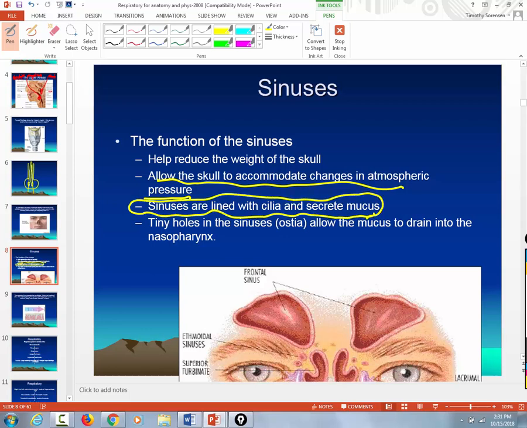So it's lined with cilia, and we learned when we talked about the cell that cilia move stuff, and one of the things that it moves is that mucus blanket. And then there are tiny holes in the sinuses called the ostia that allow that mucus to drain into the back of your throat. That's one of the reasons people wake up with a sore throat if they have sinus problems: when they're sleeping, all of that mucus drains into the back of their throat, and that mucus can have bacteria in it, and that will cause inflammation. That's why sinus problems can lead to sore throat.